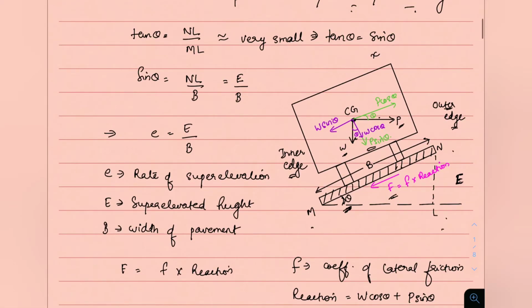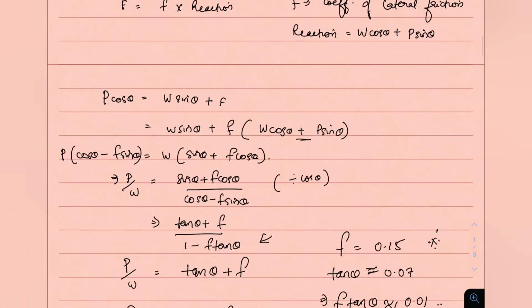If we consider this as the x direction, we have in positive x direction P cos theta, this green one, and W sin theta plus capital F in the negative x direction. So P cos theta will be equal to W sin theta plus F, where F is small f into reaction. Reaction is W cos theta plus P sin theta. So we have that here. Rearranging this, we will have P by W is equal to sin theta plus f cos theta by cos theta minus f sin theta.